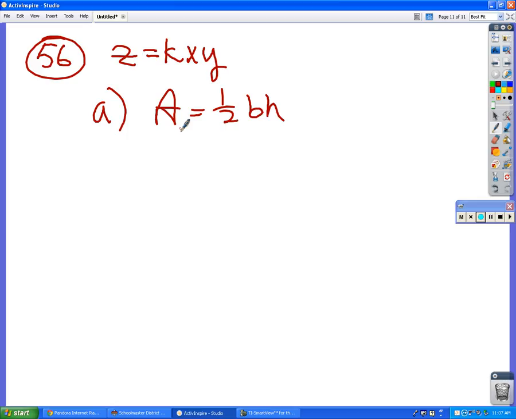Does this look at all similar to this? Yes. The z and the a match up. 1/2 K. The x and the b match up. The y and the h match up. So what would our constant of variation be in this case? 1/2.